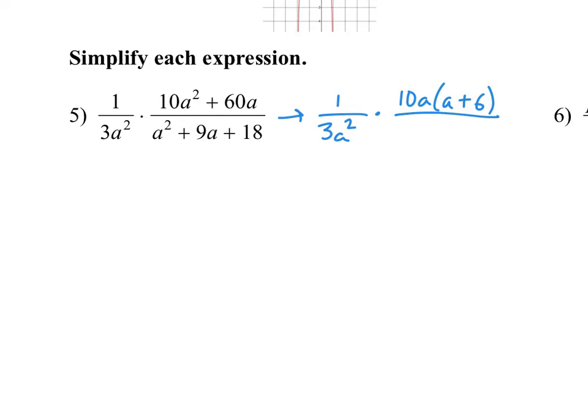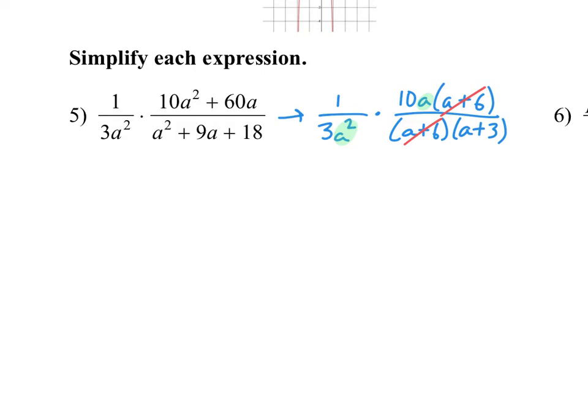The denominator, a squared plus 9a plus 18. Any factors of 18 that add up to 9? Yeah, 6 and 3, right? a plus 6 times a plus 3. So we got everything factored. I do see at least an a plus 6 that will cancel out. And then what we can do, let me highlight, there's a factor of a here, and then there's an a squared down there.